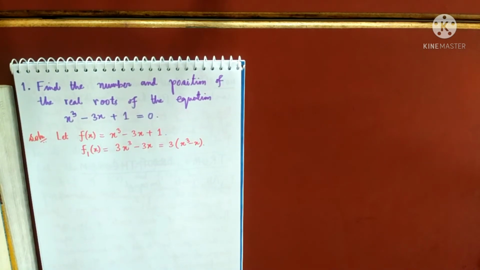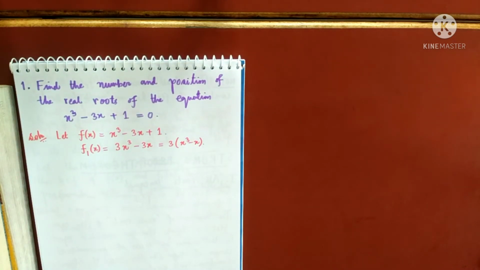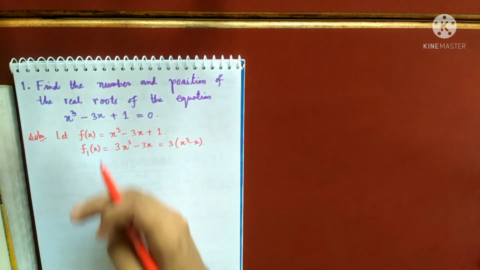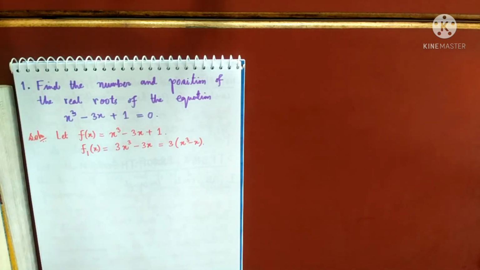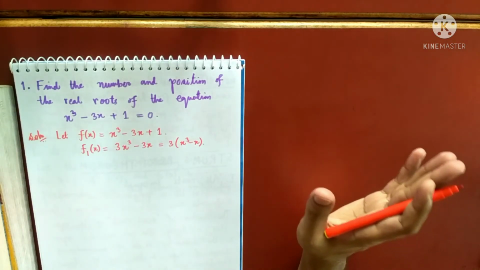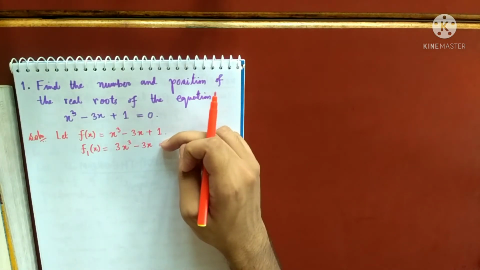right? So remember, one more thing I forgot to mention: you can always remove the positive factors from any of the auxiliary functions. You can remove this 3 without any hesitation, as we used to do in the HCF. But you cannot remove the negative sign.